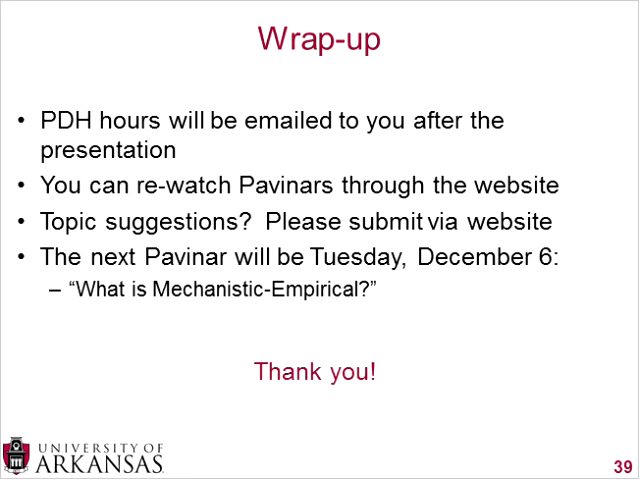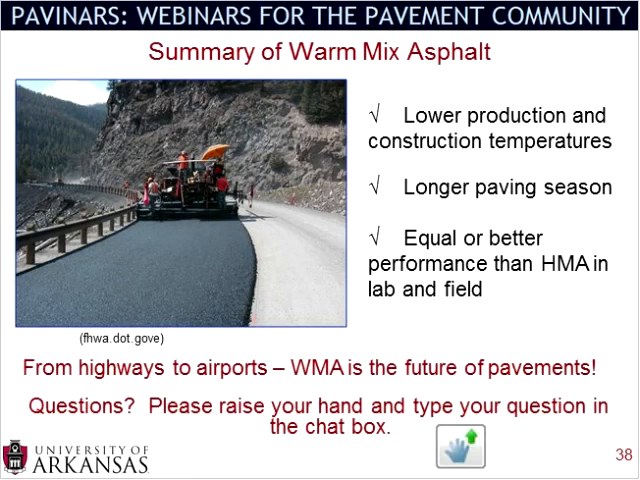And the next Pavinar will be Tuesday, December 6th, and I'll be answering the question, what is mechanistic empirical? So we have the mechanistic empirical design guide, now called the Darwin ME, but what does the term mechanistic empirical mean, and how is that used in our industry?